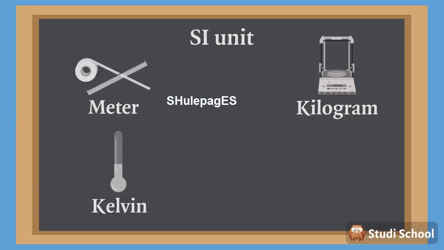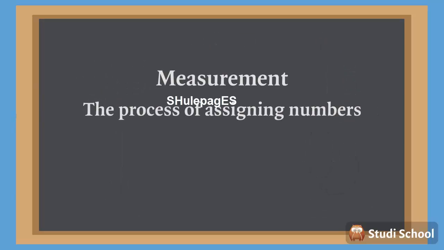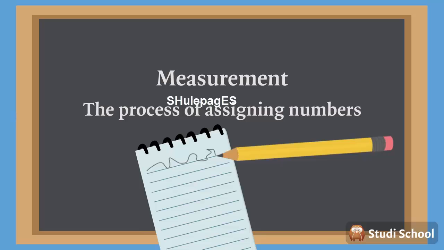Finally, we measure pulse rate. This is the number of heartbeats per minute. Minutes are derived from the SI unit of seconds. Now we know that measurement is the process of assigning numbers to observations, objects, or events. The observed numbers can then be recorded and collected.